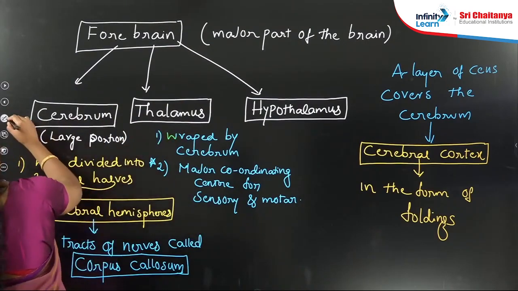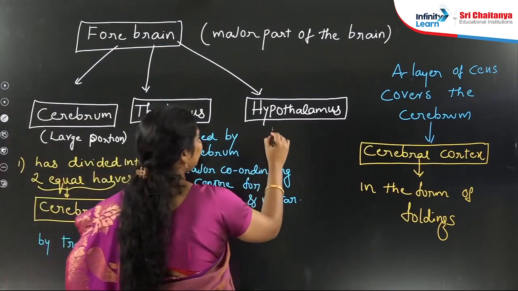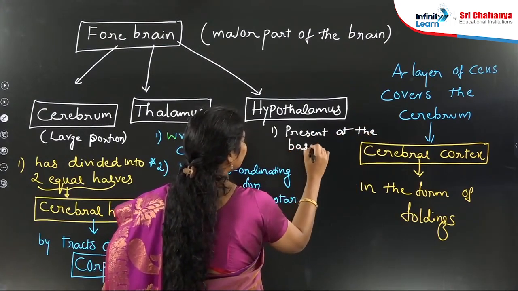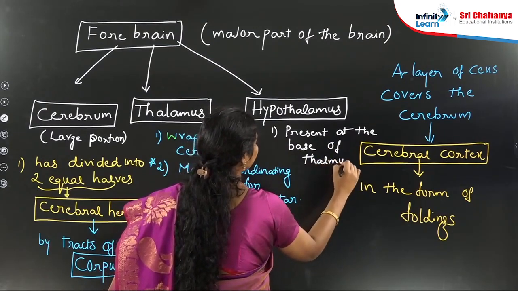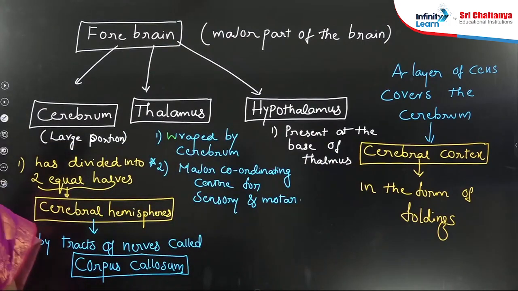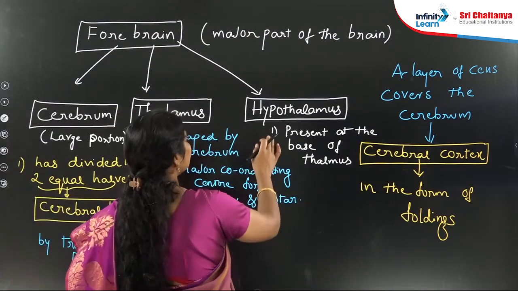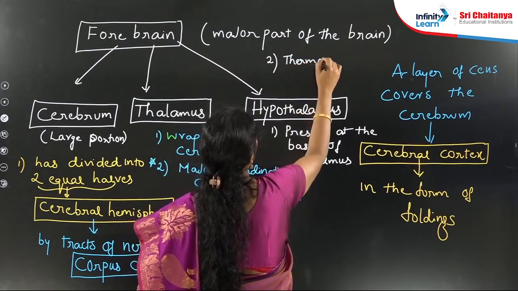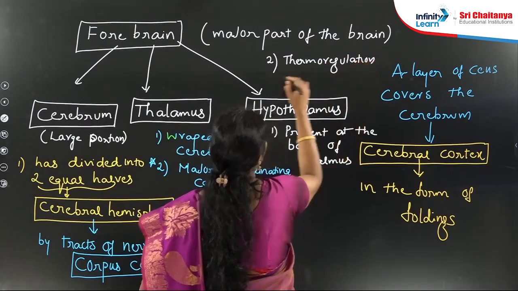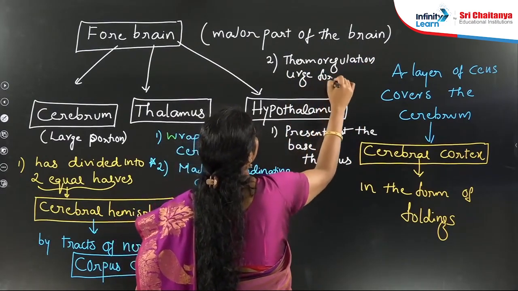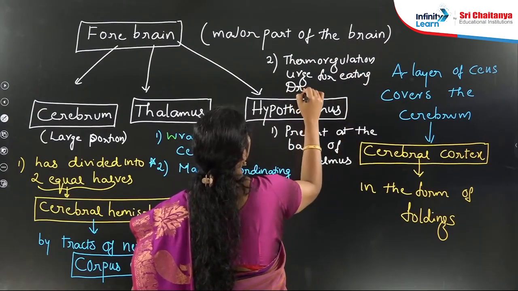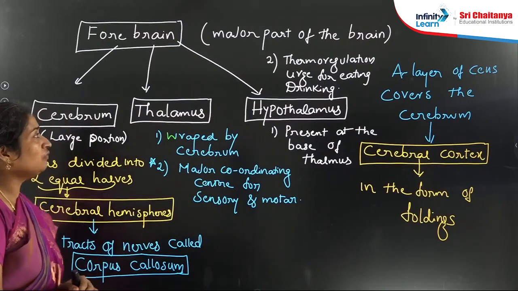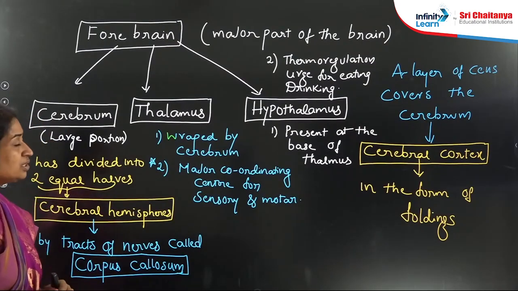And the last one is the hypothalamus. What is the hypothalamus? Hypo means below. It is a structure present at the base of the thalamus. And what is the role of the hypothalamus? It plays an important role in controlling body temperature, which is known as thermoregulation, and the urge for eating and also drinking, because it maintains homeostasis. So which structure is present at the base of the thalamus? The hypothalamus.